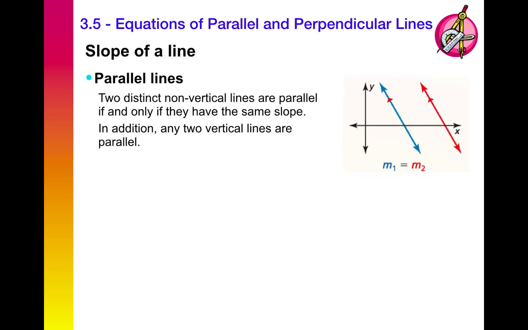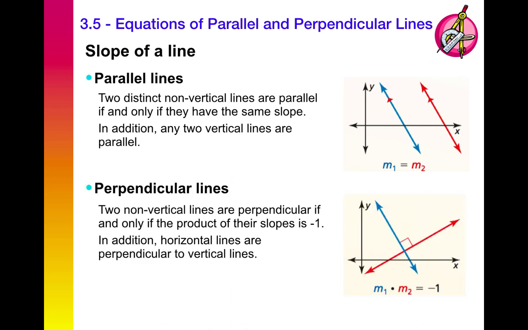The slope of a line: parallel lines, since they're parallel, they have the same slope. In addition, two vertical lines are also parallel, even though their slopes are undefined. Perpendicular lines: when we have non-vertical lines, then the product of their slopes is -1, or the negative reciprocal. In addition, horizontal and vertical lines are perpendicular to each other, even though vertical lines are undefined in slope.